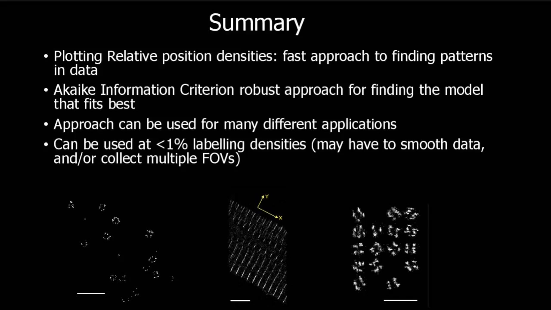The Akaike information criterion is quite a nice, robust statistical approach for finding the model that fits best. We've been using this approach for lots of different applications. For our STORM data, we've got quite low labeling densities of about 1% or so. As long as you can collect enough fields of view, you can accumulate as many as you want, because all we're looking at is the relative position density. So we can just keep collecting data, and as long as we have enough data, we can find these positions within the data.